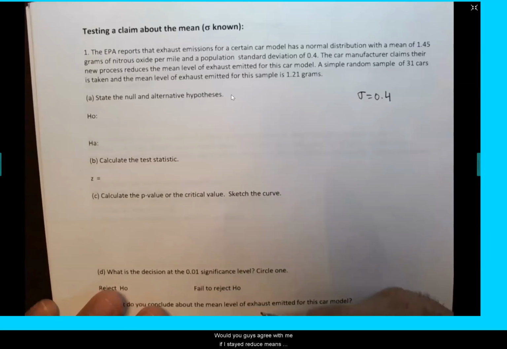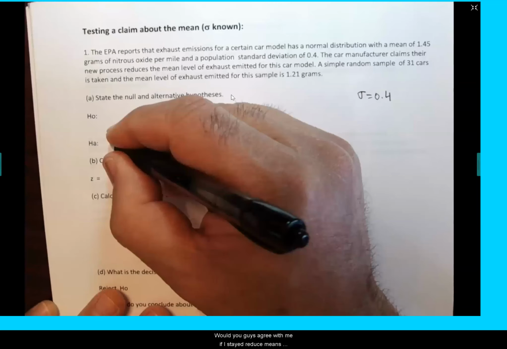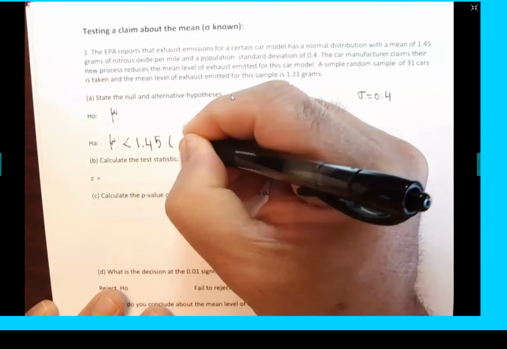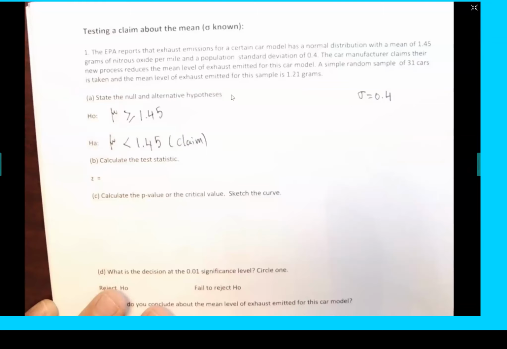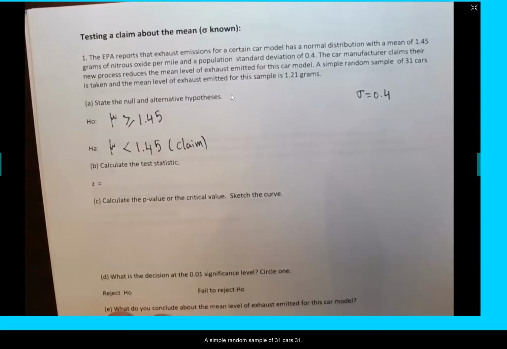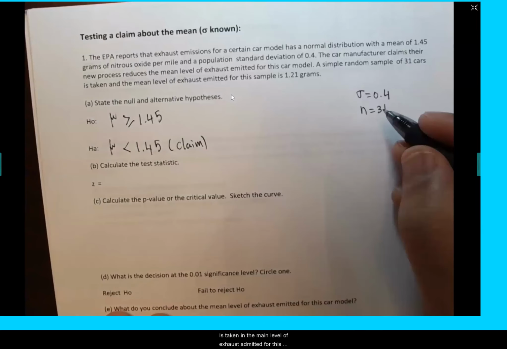Would you guys agree with me if I state reduce means less than 1.45? So they claim that they can do better with emission, and this one will be greater than or equal to 1.45. A simple random sample of 31 cars is taken and the mean level of exhaust emitted for this sample is 1.21.